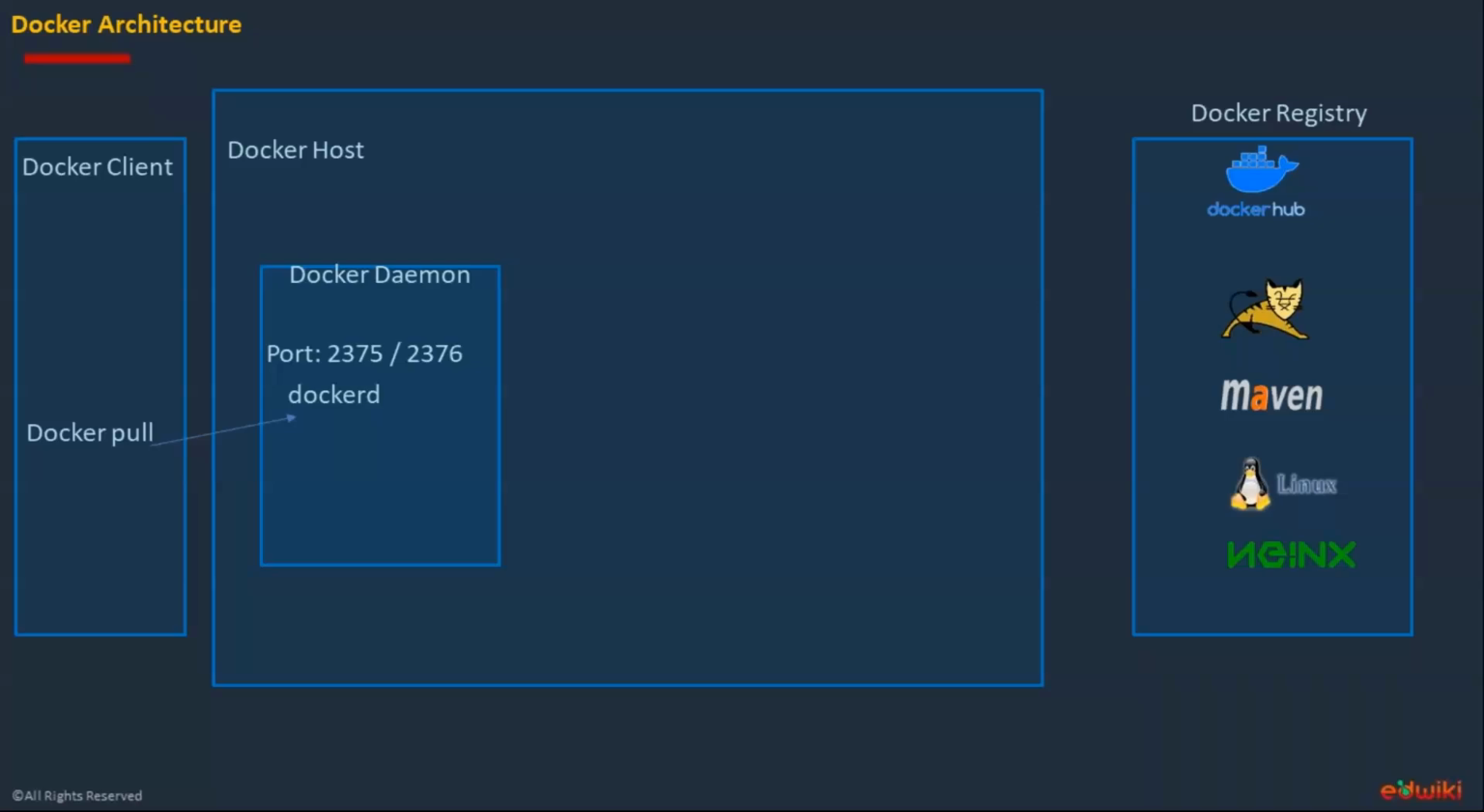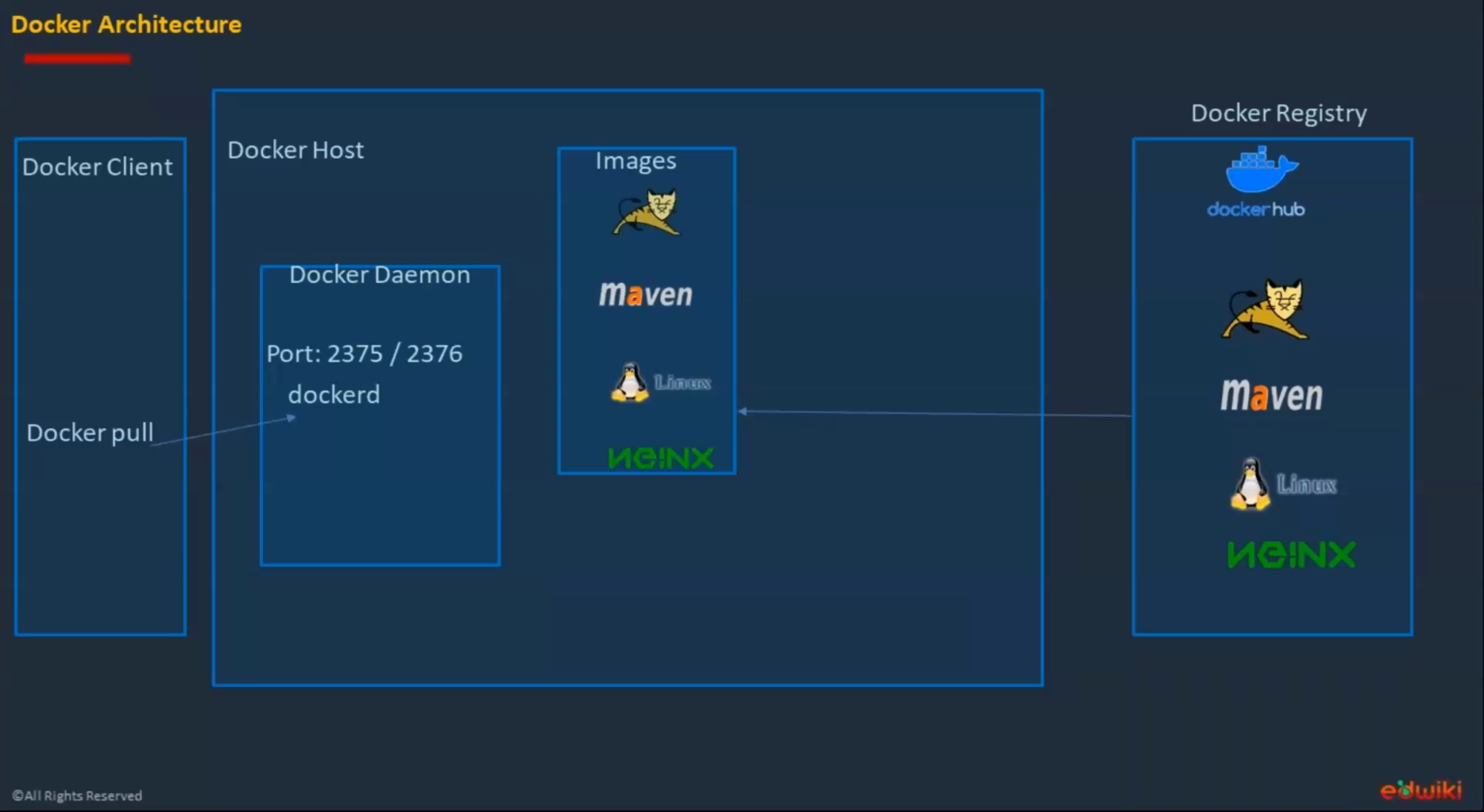Whenever you run a command called docker pull, it will connect to the Docker daemon. Now it is the Docker daemon's responsibility to connect to the Docker Hub registry and pull the image that you have requested. The image that is downloaded from the Docker Hub registry will get stored in the Docker host itself. In the Docker host machine, the images will get stored, whatever got downloaded based on your docker pull command instruction.